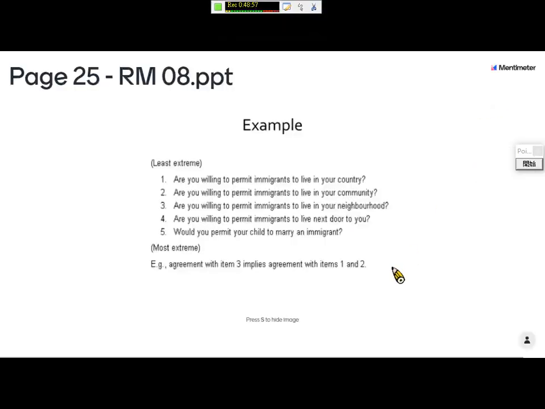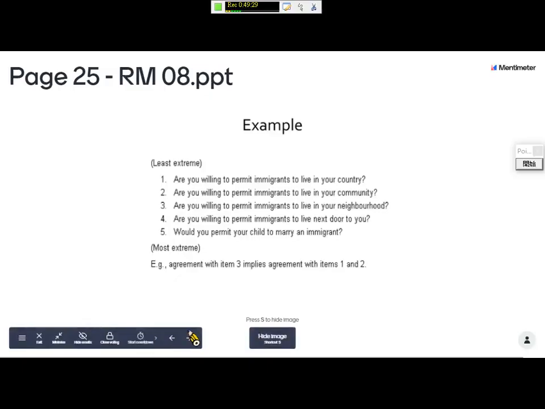So imagine this. Now you are asked the 5 questions here, right? Are you willing to permit immigrants to live in your country? And number 5, would you permit your child to marry an immigrant? Did you see this one? You make a choice according to the extent you agree. For example, if you agree with 4, then you should agree with 1, 2, 3. Is that right? So please give us your answers.